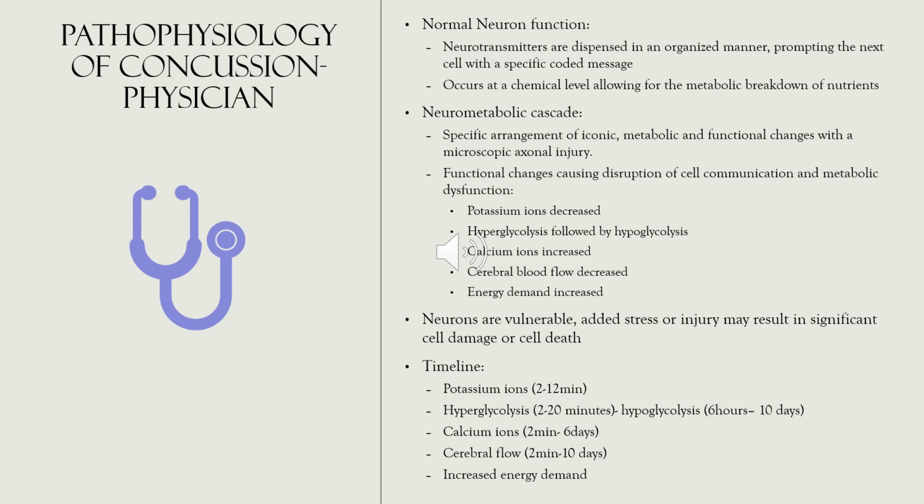Potassium ions increase around 2 minutes and can return to normal around 12 minutes. Hyperglycolysis occurs around 2 minutes and decreases around 20 minutes. Hypoglycolysis occurs after 6 hours and can return to normal around 10 days. Glutamate increases around 2 minutes and can return to normal around 6 minutes. Calcium ions increase around 2 minutes and can return to normal around 6 days. Cerebral blood flow decreases around 2 minutes and can return to normal around 10 days. Energy cannot return to normal until normal metabolic function is restored.